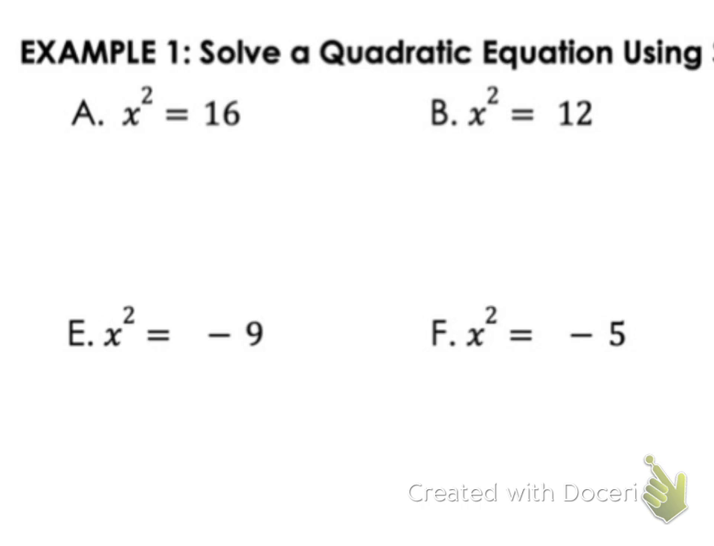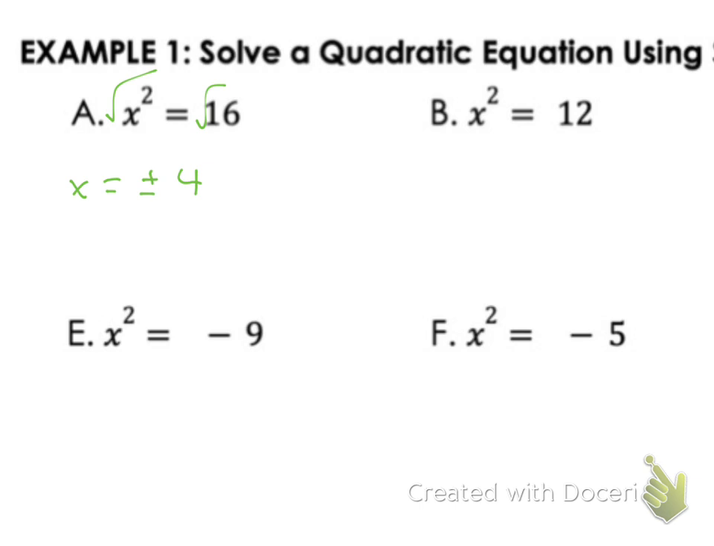All right. Solving quadratic equations using square roots. Is that what it says? Yes. All right. So x squared equals 16. Pretty easy. What's the square root of 16? Positive, negative 4. Plus or minus 4, right? Because 4 squared equals 16, and negative 4 squared equals 16.